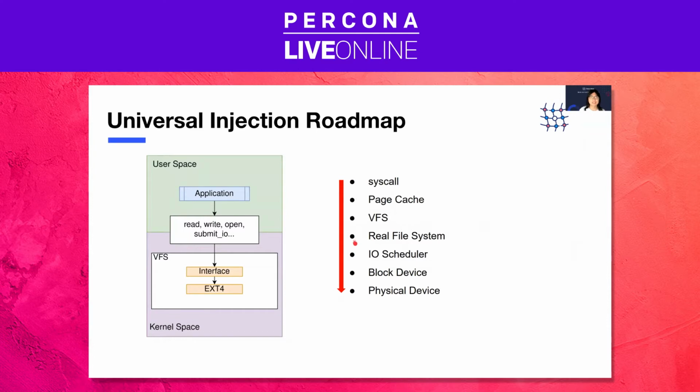For example, here is the normal I/O routine on Linux. A user space application calls the system calls, passes the page cache, and comes to the VFS layers. The VFS abstraction will lead the call to the real file system implementation, for example, the ext4 file system implementation. The file system will read or write on the block device, and finally read or write on the physical device.